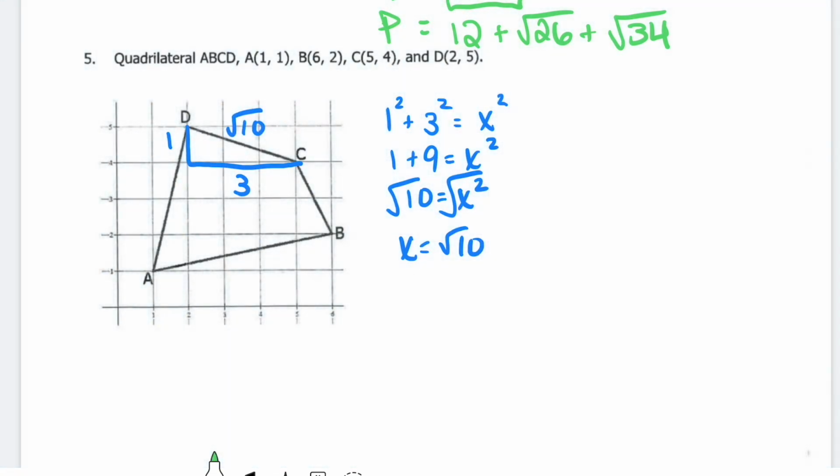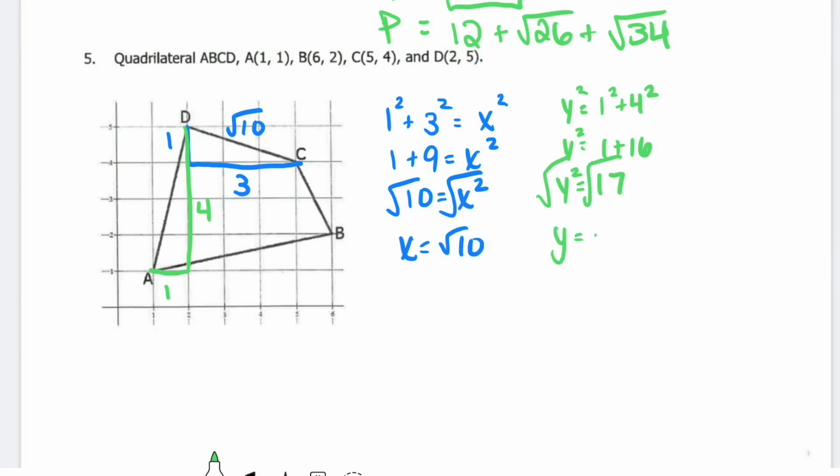Then I'm going to do the same thing for this side. So I have 1 for this length and 4 for this length. So y squared equals 1 squared plus 4 squared, my bad. So y squared equals 17, radical both sides. Y is radical 17.